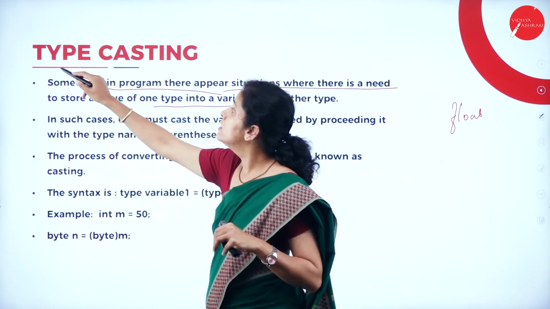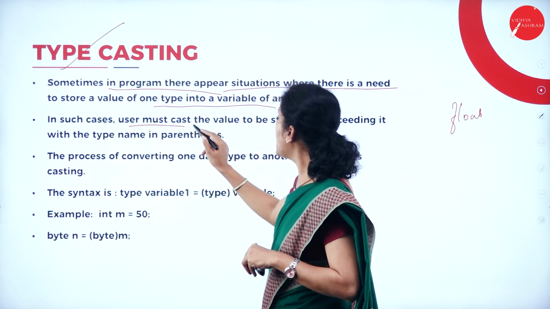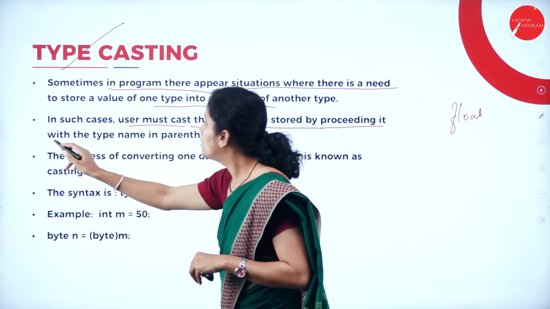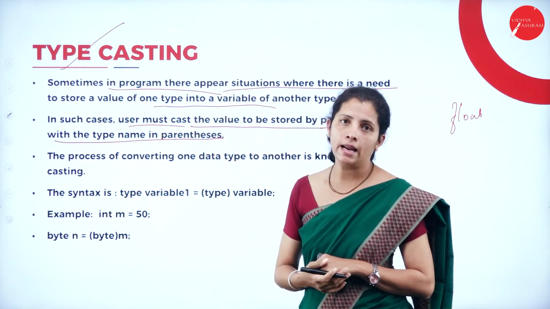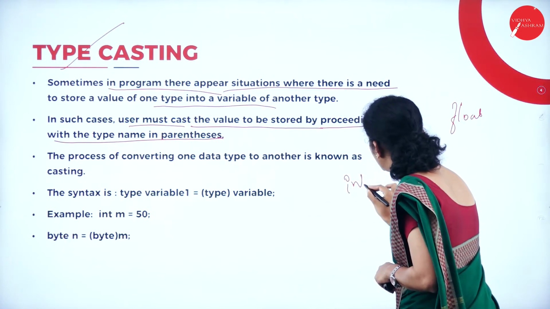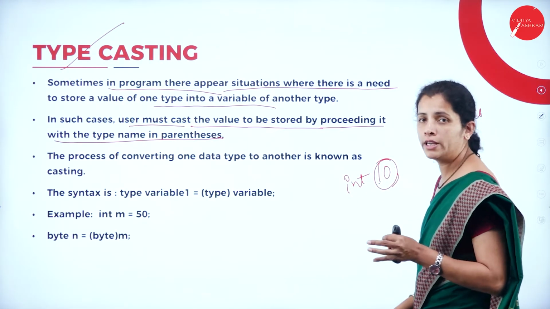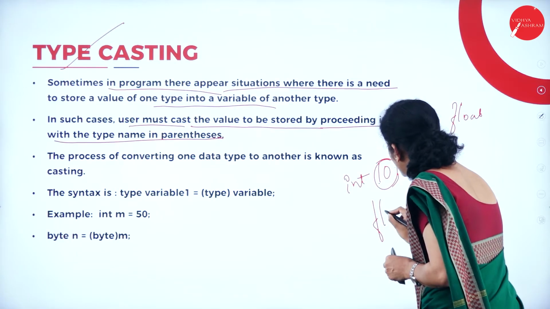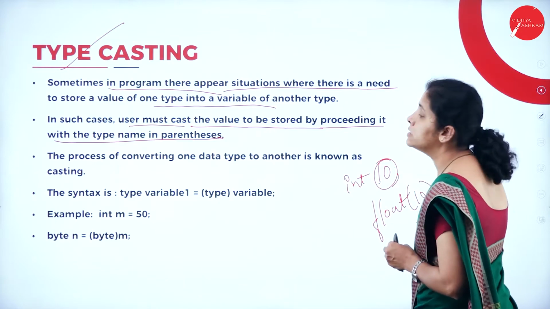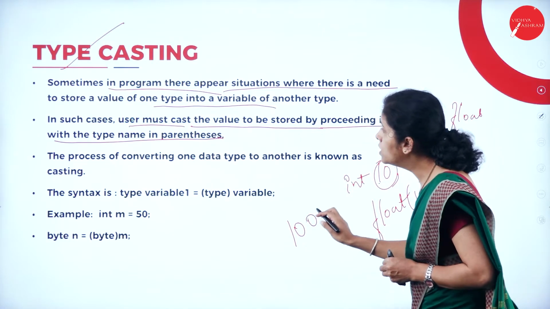For that, we are going to have typecasting. So the user must cast the value to be stored by preceding it with the type name in parentheses. For example, think that I'm going to have an integer value, say 10. Now I want to convert this to floating point. So here I write float of 10. That means I'm going to convert this 10 to floating point, that is nothing but 10.00.